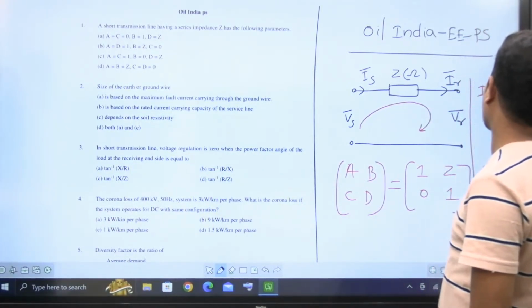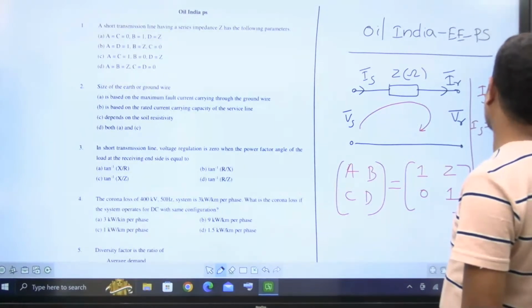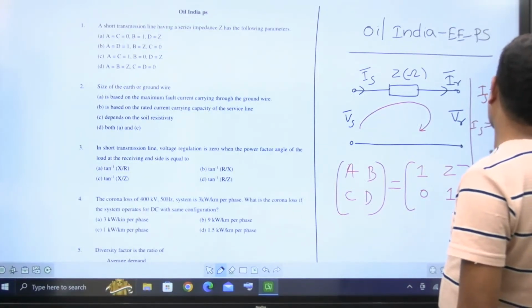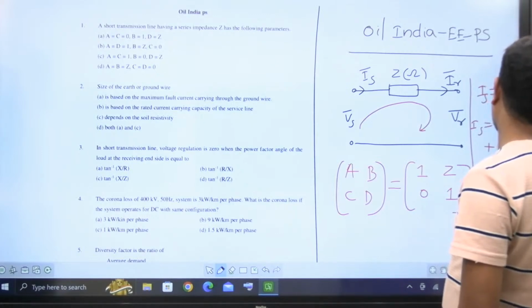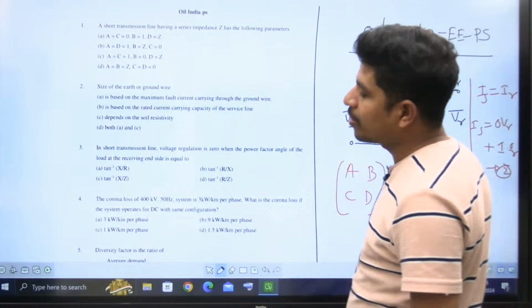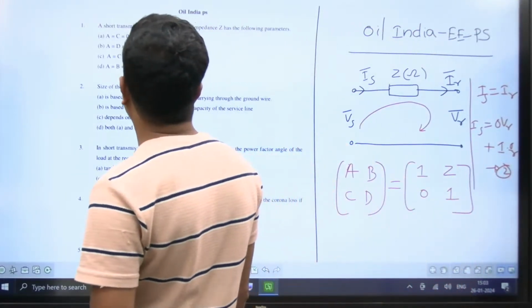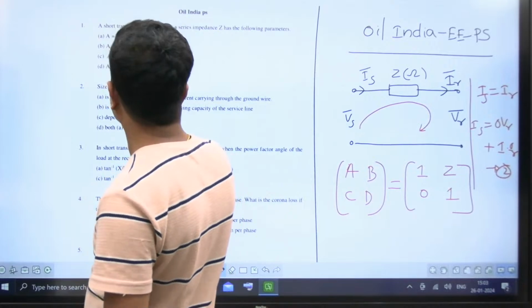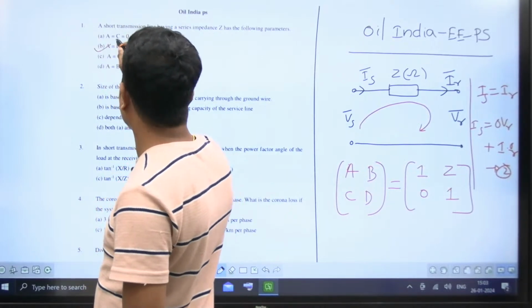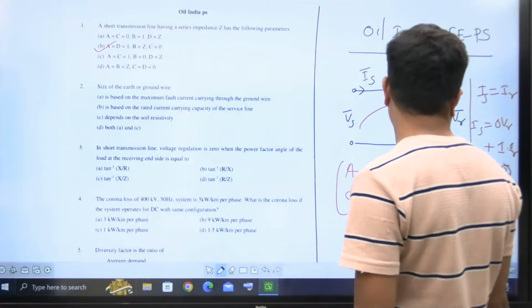Is is equal to Ir. So Is can be written as Is equal to 0 into Vr plus 1 into Ir. This is equation 2. In the same way, you write the equation for Vs and you are going to get 1 Z 0 1. The answer is 1 Z 0 1. See, A equal to D equal to 1, B equal to Z, C equal to 0.